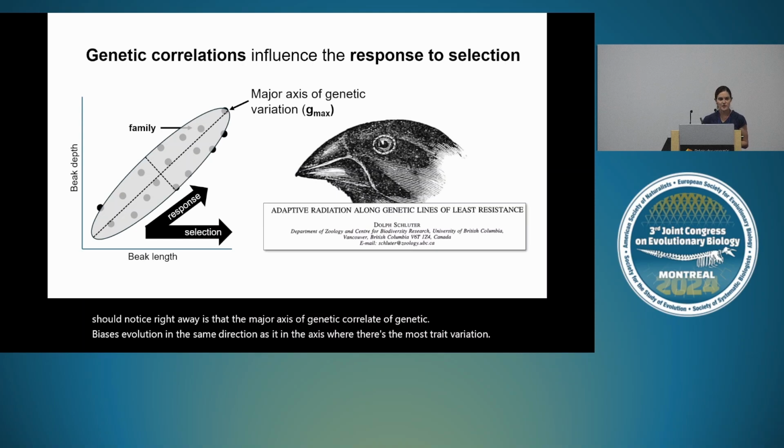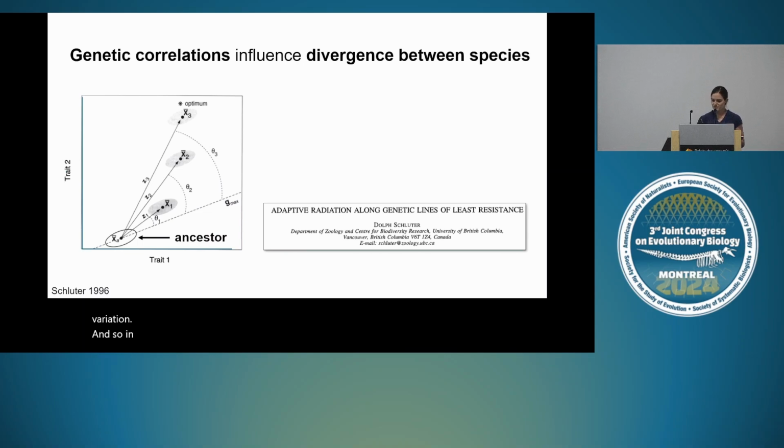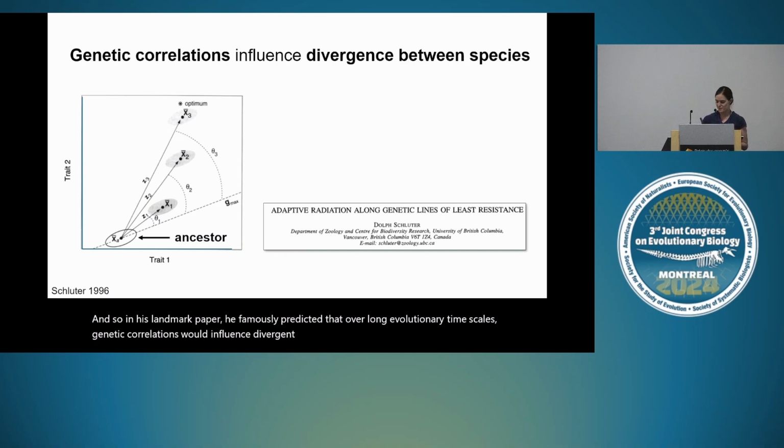So in a landmark paper in 1996, Dolf Schluter coined the phrase the genetic line of least resistance to capture this phenomenon of evolution along the major axis of genetic variation. And so in his landmark paper, he famously predicted that over long evolutionary timescales, genetic correlations would influence divergence between species and populations as well.